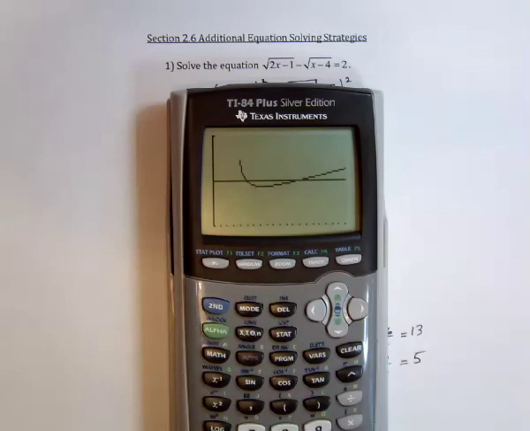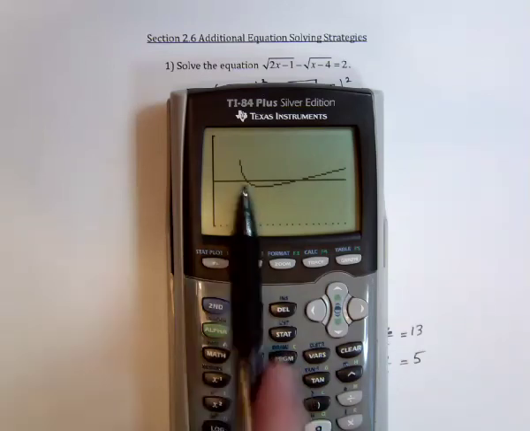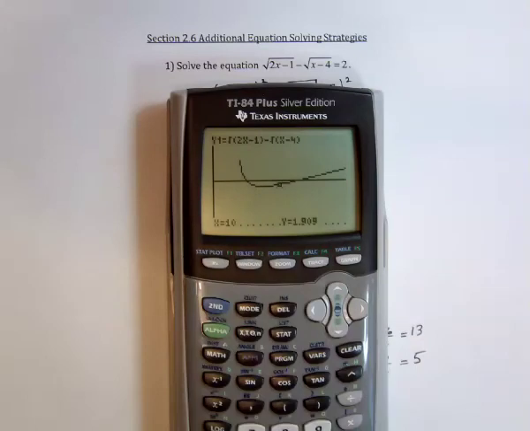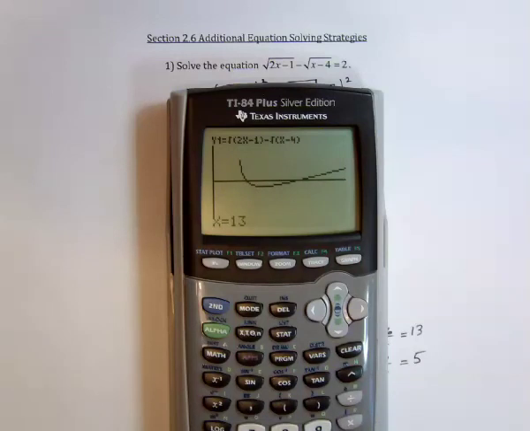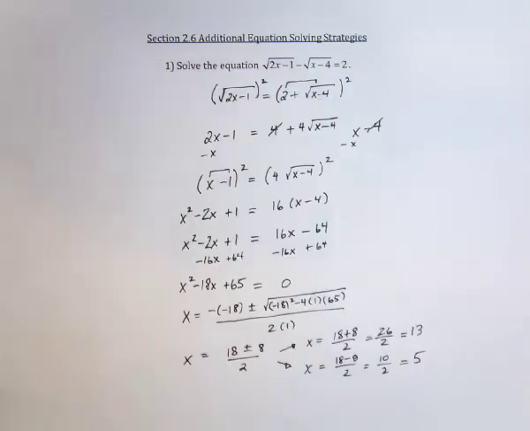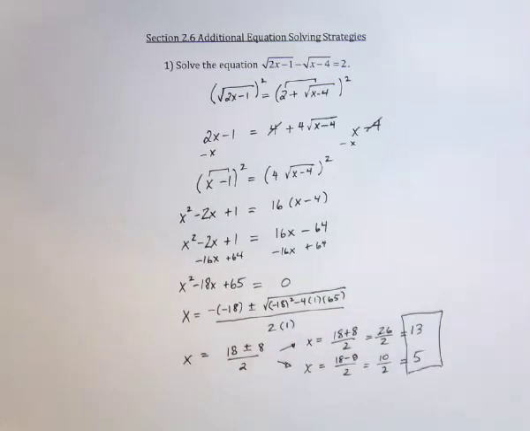That's better. So then we can see there are 2 places where they intersect. So this one should be where x is equal to 5. Trace and put in a 5 for x. Yes, that one's right. And trace and try 13. That's right. So both answers are correct. So we keep both of those as the 2 possible x values.